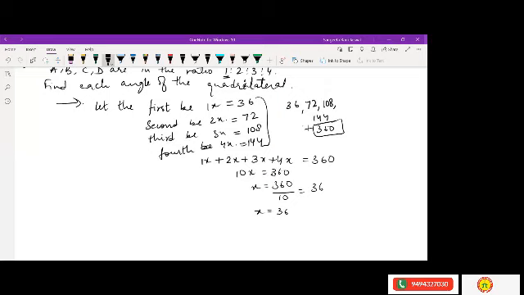Okay, see, the first number is given as 1x. I have assumed it to be 1x. Why have I assumed it to be a multiple of x?